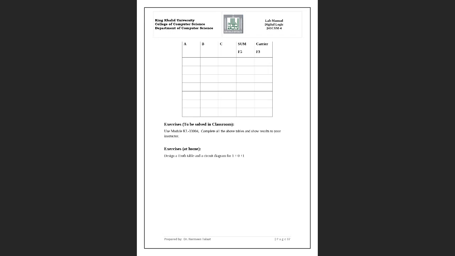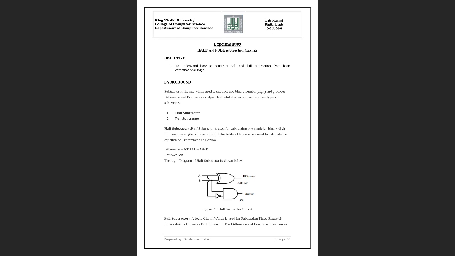So now in today's lecture, we will see half and full subtraction. The concept of half adder and full adder might be clear to you now. Before that, we will first see what a subtractor is. Then you will come to know what a half subtractor and a full subtractor are.